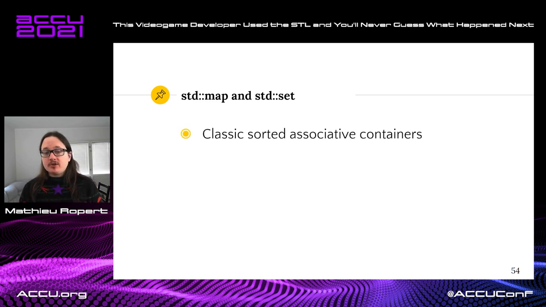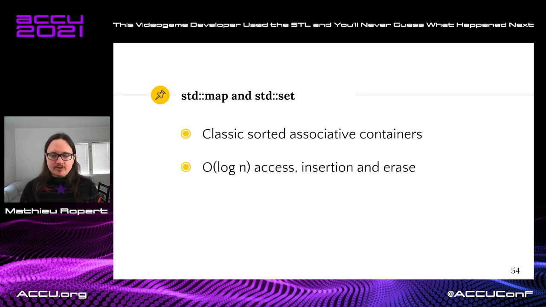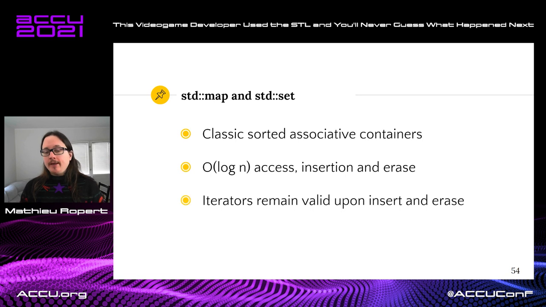So map and set are the classic sorted associative containers. You have logarithmic time on access and insertion. And the biggest feature people like about it is that if you insert stuff, you do not invalidate iterators to previous elements. So if you have iterators or even pointers to the previous elements, you're guaranteed that they're still valid after you insert more elements. And it's also O(1) to move because, again, we're just moving pointers in memory.